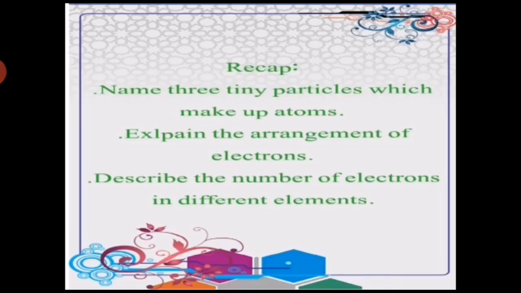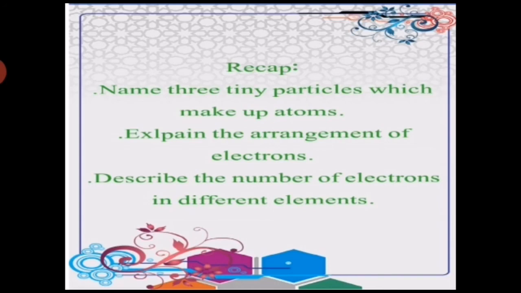Recap. Now we sum up the lecture. First one is name the 3 tiny particles which make up an atom. You know that the atom contains 3 charged or tiny particles: electron, proton and neutron. Number second, explain the arrangement of the electrons. You have learned in the lecture that electrons are arranged in shells around the nucleus.